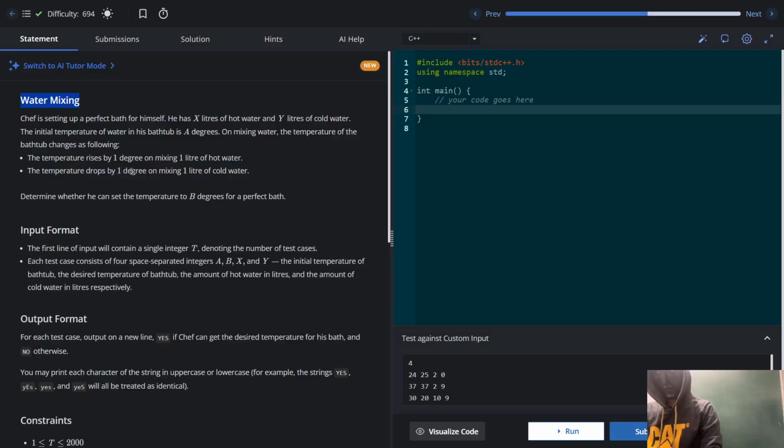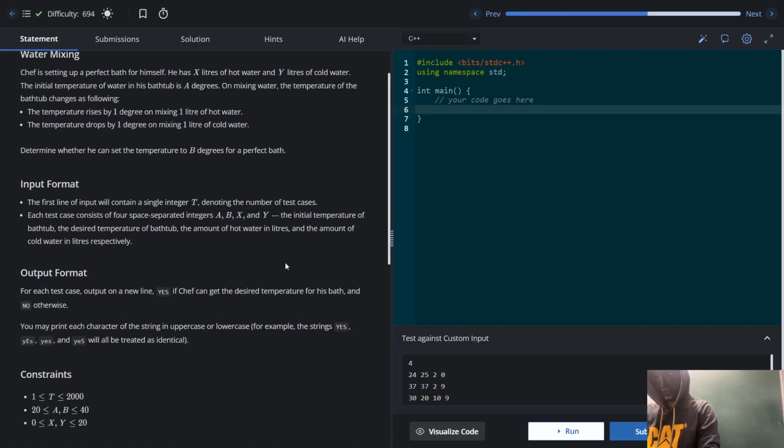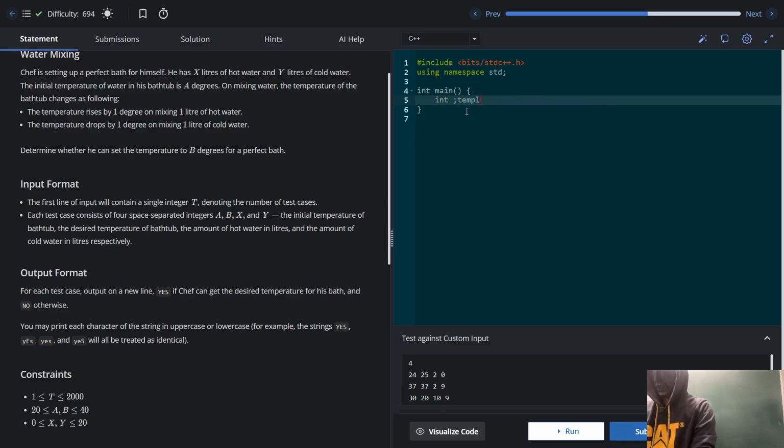Yeah, it is obvious because when we mix hot water, the temperature of the bathtub has to increase, and when we mix cold water, it should decrease. Determine whether he can set the temperature B degrees for the bathtub. Okay, so this is easy only. Don't worry, I'll be telling you on the board. The first line of input will contain a single integer t denoting the number of test cases. So let's take input and we'll understand the problem.